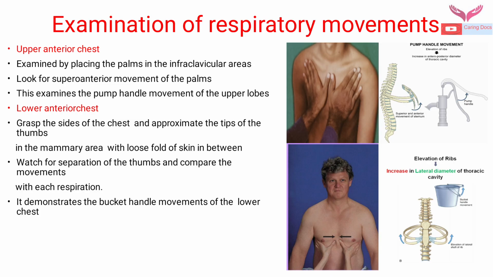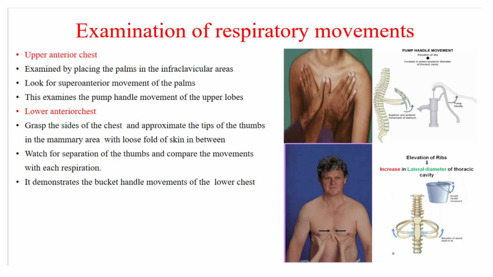Lower anterior chest: here we grasp the side of the chest and approximate the tips of the thumbs in the midline with a loose fold of skin in between, and we watch for separation of the thumbs and compare the movements with each respiration. It demonstrates the bucket handle movement of the lower chest. This is how we see the upper anterior chest and lower anterior chest.